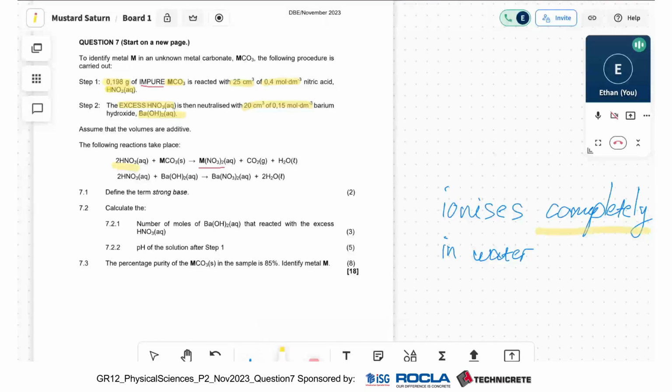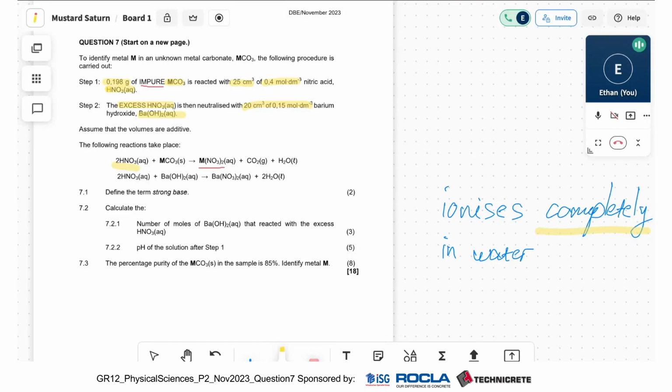I know some other definitions you may like to use are things like has a low pH, or reacts in a certain way. Whilst those aren't wrong, those aren't the textbook definition of a strong base. This is the simplest definition, and usually simplest is best to score your 2 marks.